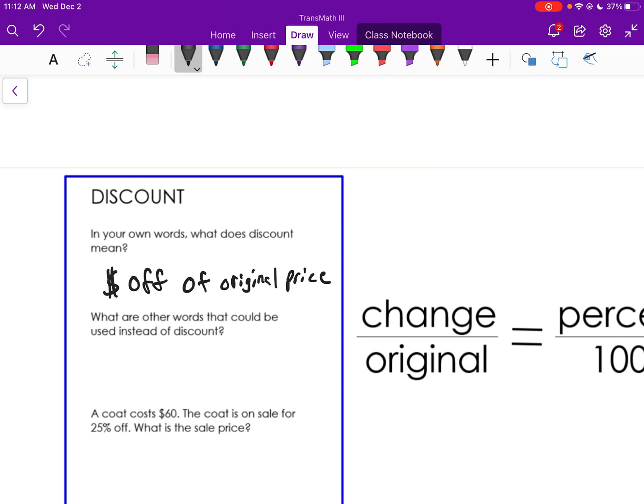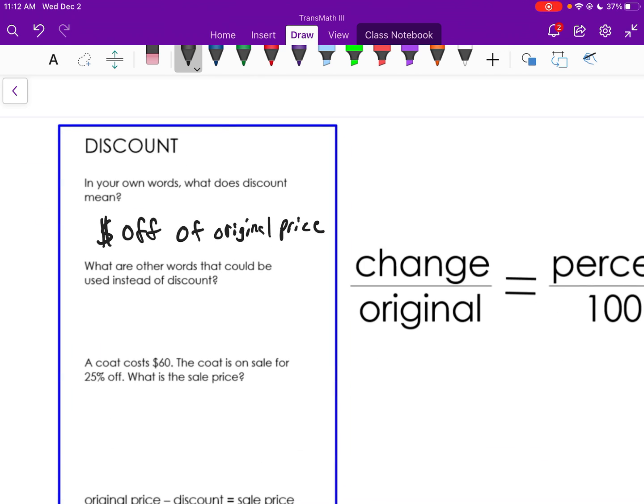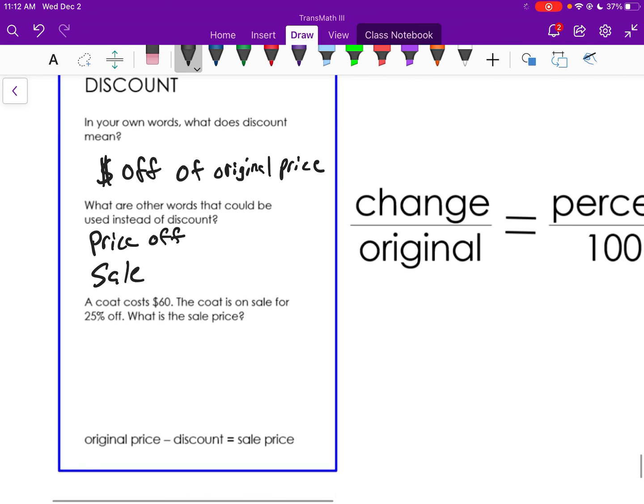Now, what are other words that could be used instead of discount? Okay, words I would say, price off, or sale. Sale would be another one. Now, in this case, a coat costs $60. So that's the original price. The coat is on sale for 25% off. And we want to figure out what the sale price is.